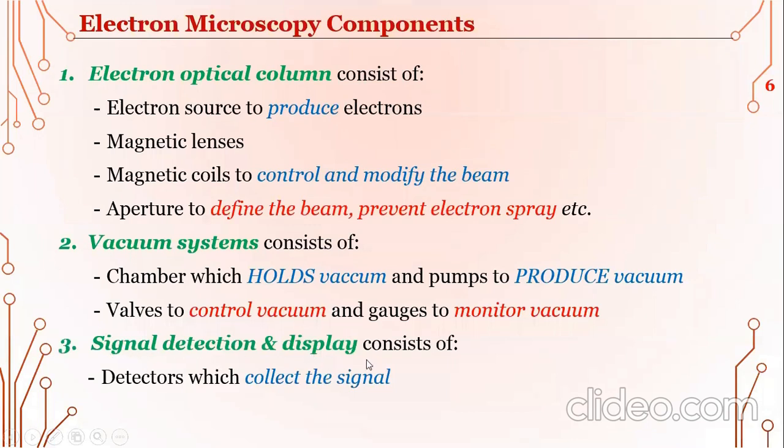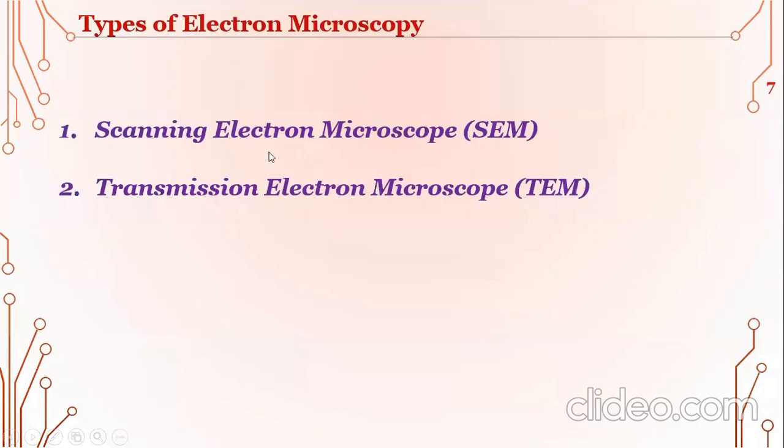And then the signal detection and display, which consists of detectors that collect the signals and a system to produce an image from the signal. Basically, all these three types of components are part of either scanning or transmission electron microscopy. And these are actually the two basic types of electron microscopy, scanning and transmission. So SEM and TEM.